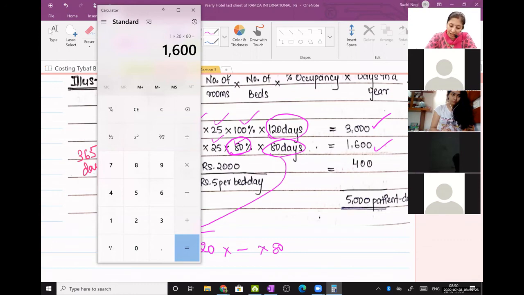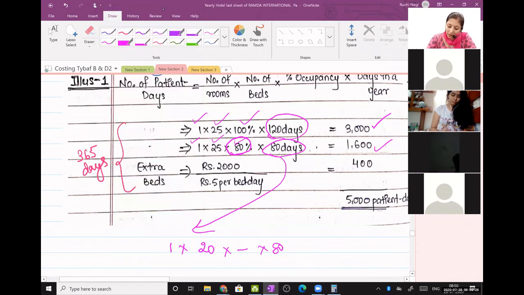Just acknowledge it in the chat box. Whichever you find easy, note that technique. Is the technique clear? Did you understand 1600? How did we get it with both the methods? Okay. Fine. 20 beds occupancy. Understood. Great.